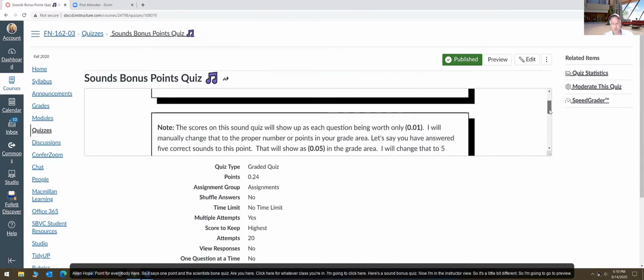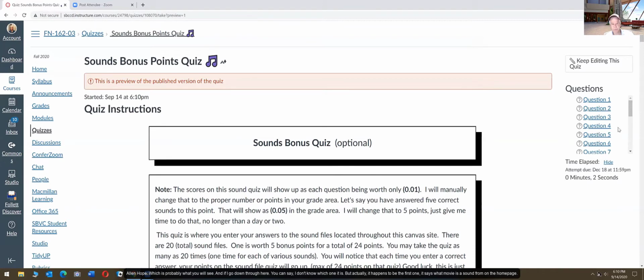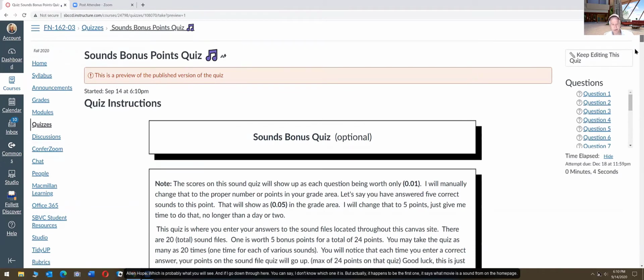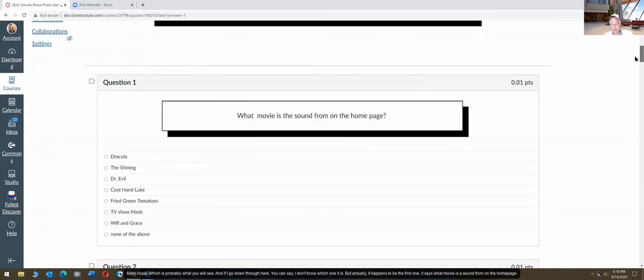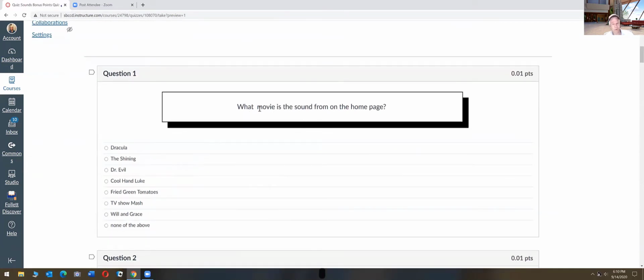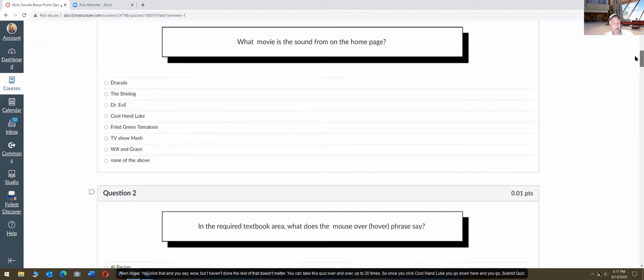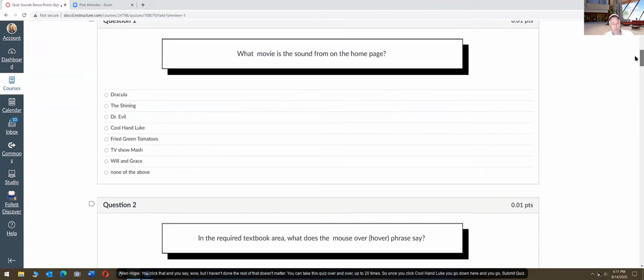Now I'm in the instructor view, so it's a little bit different. So I'm going to go to preview, which is probably what you will see. And if I go down through here, you can say, oh, I don't know which one it is, but actually it happens to be the first one. It says, what movie is the sound from on the home page? Somebody said Cool Hand Luke, right there. Do you see that? You click that and you say, wow, but I haven't done the rest of them. That doesn't matter. You can take this quiz over and over, up to 20 times.